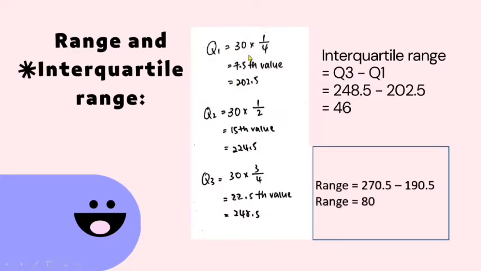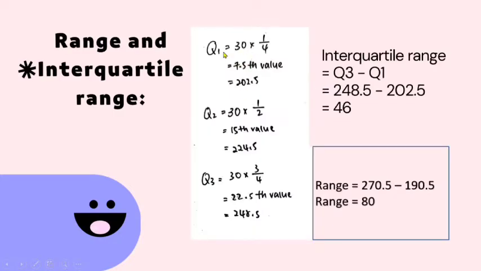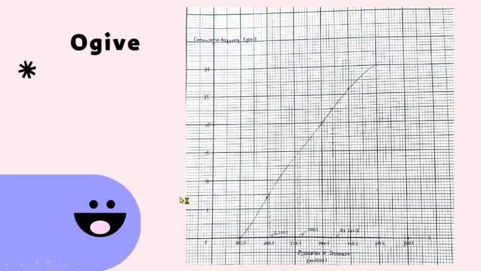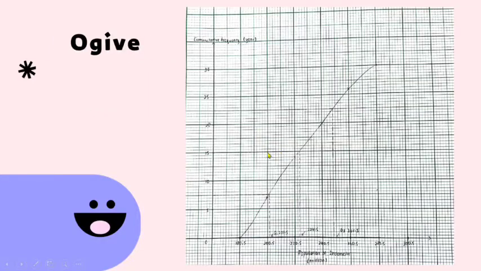First, we need to find out the total, which is 30. Here is the 30. Okay, then for the first quartile it is 30 times 1/4. Then we will get the 7.5 value. From the graph, we need to find 7.5. Then follow the line. We can get the first quartile is 202.5. Then the median is 30 times 1/2, which is half. Then we will get the 15 value. From the graph, we can know that the 15 is here. Follow the line, draw. Here is the 224.5.